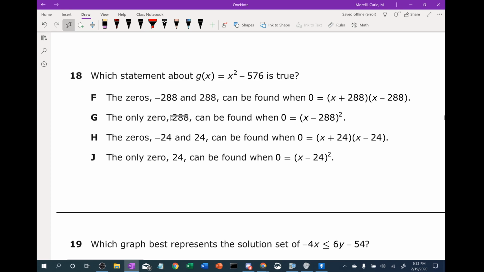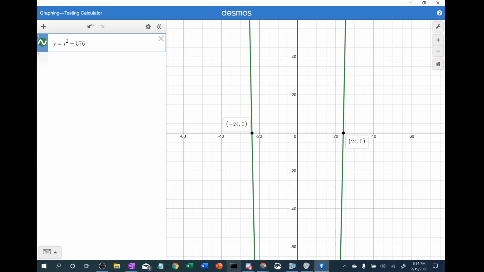Is the only zero 288? No. That's wrong. How about H? The zeros, negative 24 and 24. Bingo. That's how you know it's H. So you know it's H just because you eliminated these were false, and you don't care about J because you found one that is true. You only need one thing that was true. The zeros, as you saw in the picture, were at negative 24 and positive 24. So this is the graph that would go with that.